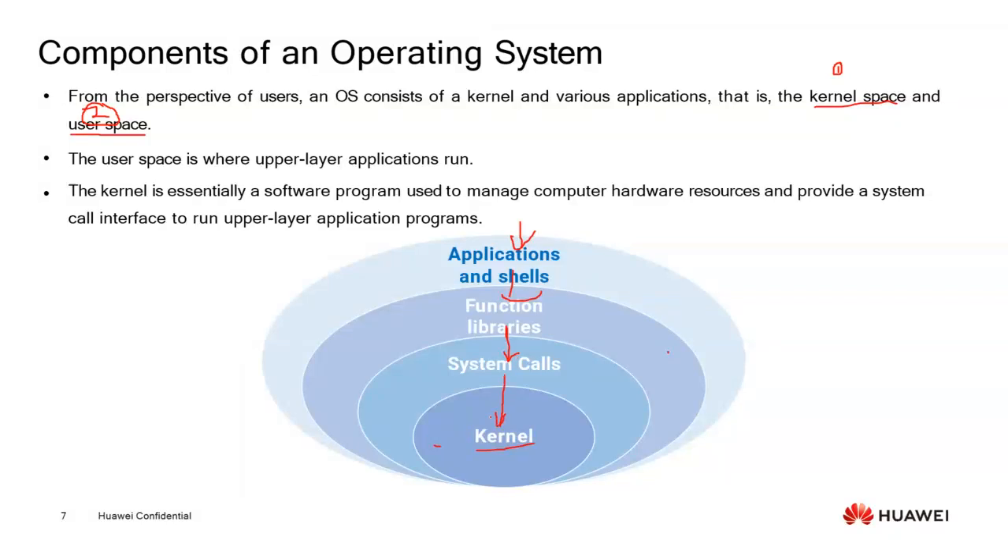Now, once it goes into the kernel, the kernel is the one that interacts with the hardware. The kernel can easily interact with the hardware. So basically, the operating system consists of the kernel and various applications. And the kernel is essential software that is used to manage computer hardware. So it interacts with the hardware.